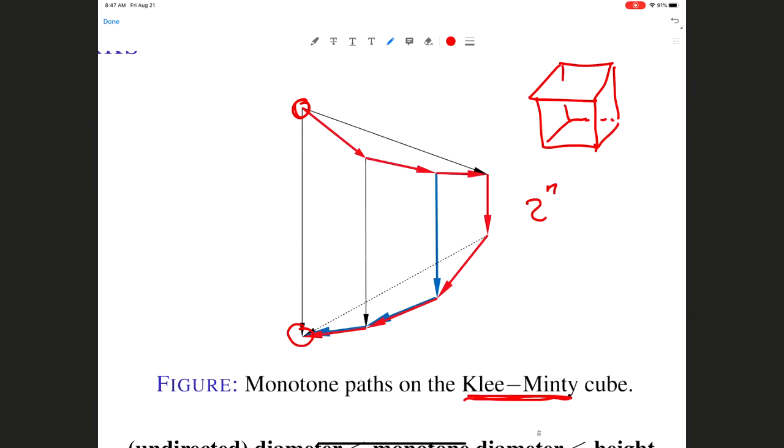Now, on the other hand, look at this. I'm going to put it in green now. So this is a monotone path, right? Of course, if you go from B to U, the shortest monotone path is this green path, but there's a monotone path that is length 2 to the n, right?